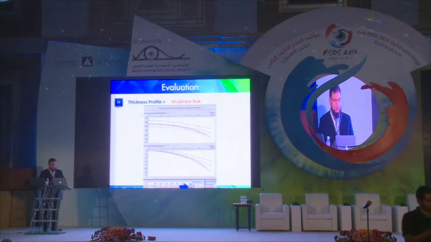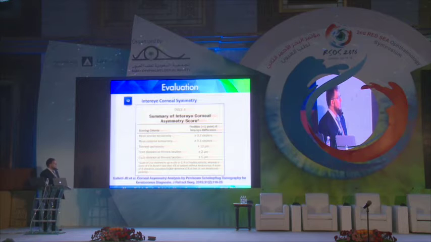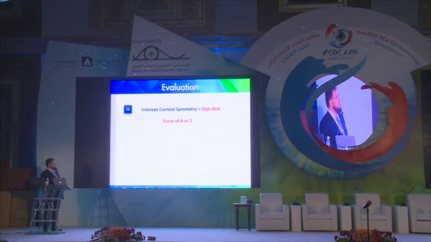The last point is the inter-eye corneal symmetry. This is a very recent study about the comparison between eyes in terms of mean anterior keratometry, mean posterior keratometry, thinnest pachymetry, front elevation at thinnest location, back elevation at thinnest location. Whenever I have a difference between both eyes in one of these points, I give it +1. And then I take the sum of the scores, and after that, I classify the case as high risk when the score is 4 or 5, and of moderate risk when the score is 3.